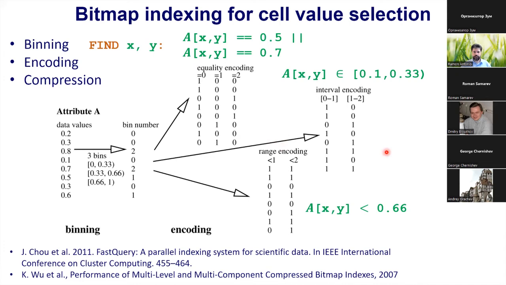Equality encoding creates a bitmap for each bin. The bit in a given position is set to 1 if the cell with this position in the original array has a value belonging to the bin associated with the bitmap. It is good for equality queries, like the one shown on the slide. You read only the bitmaps for certain bins and perform bitwise operations. Range encoding is well suited for one-sided range queries, like here, while interval encoding, in this example, is well suited for, sorry, two-sided range queries.